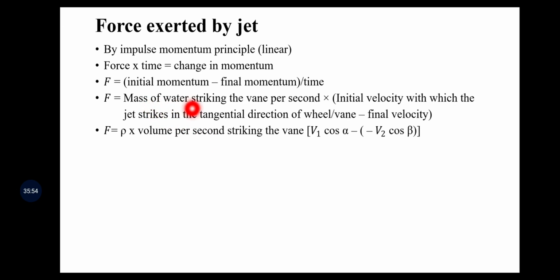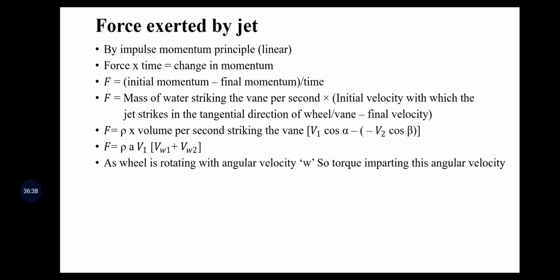So the mass is converted in terms of density and volume per second as the discharge. So it is density into the volume per second striking the vane into V1 cos alpha, the component of the velocity V1 along the x-axis, or tangential, minus V2 cos beta. The minus is considered here because the jet is leaving in the opposite direction, towards the negative direction of the x-axis, while it is acting in the positive direction of the x-axis. So V1 cos alpha is the tangential component of the initial velocity, and V2 cos beta is the tangential component of the outgoing velocity. After rearranging the terms, minus of minus becomes a plus. So F is equal to rho A into V1, that is the area into the velocity of the jet striking the plate, into VW1 plus VW2.